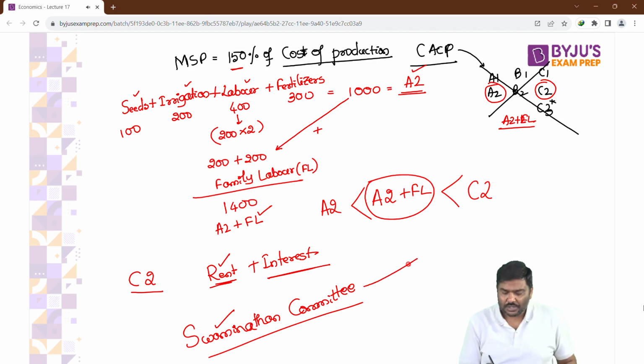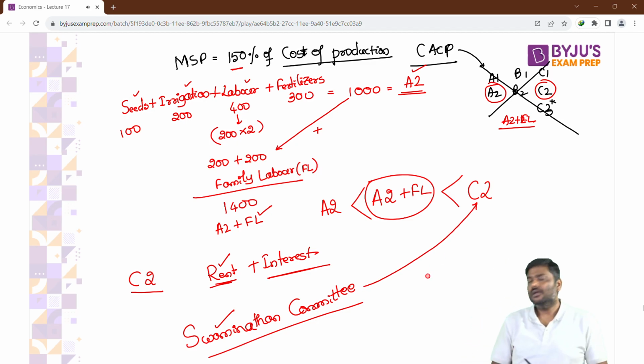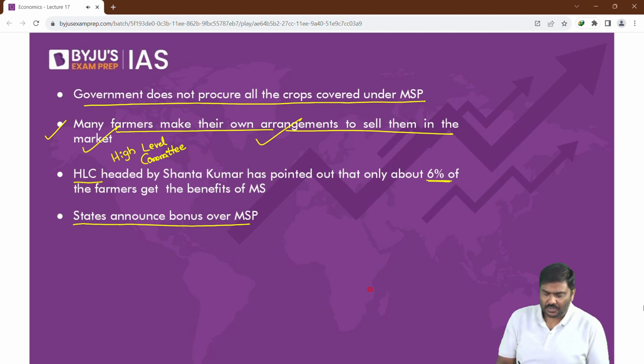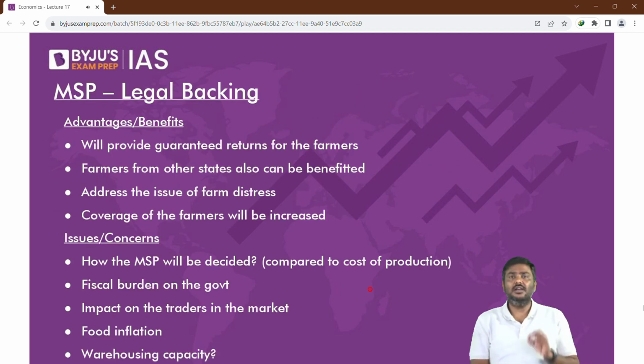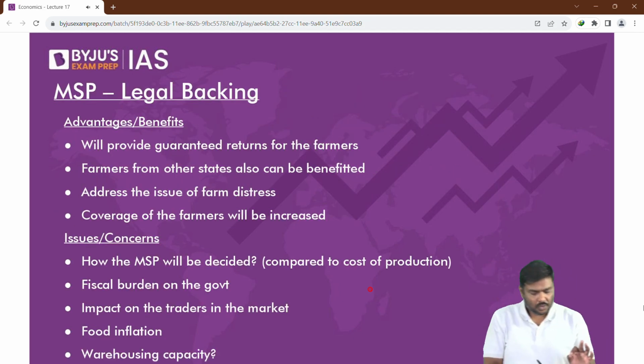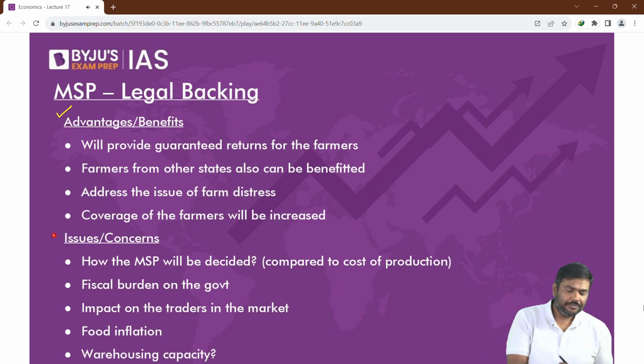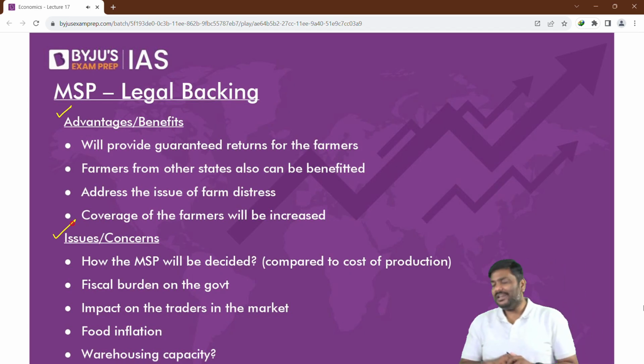The Swaminathan committee recommended that government should announce MSP based on C2, not A2 plus FL. But even today, government announces on A2 plus FL. So these are the three types of cost of production. Please be very, very careful. Questions have been asked earlier by UPSC and can be asked again.